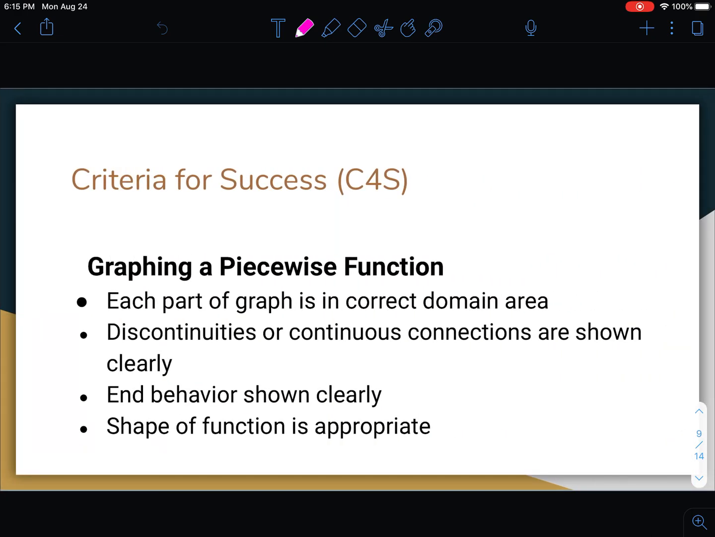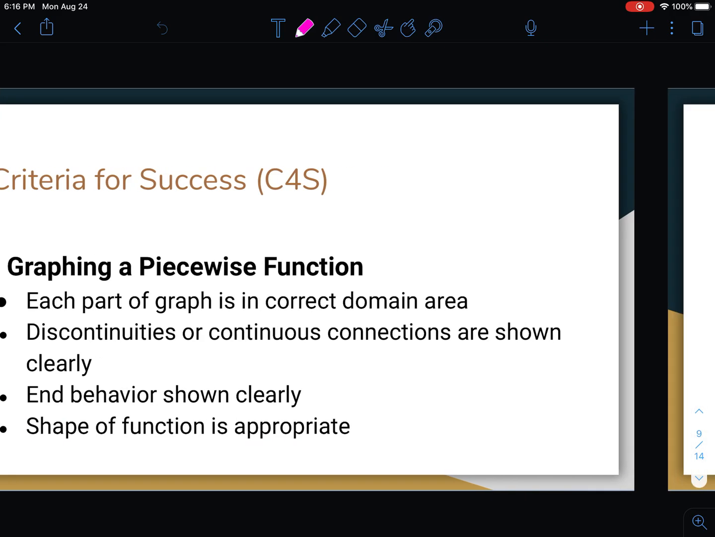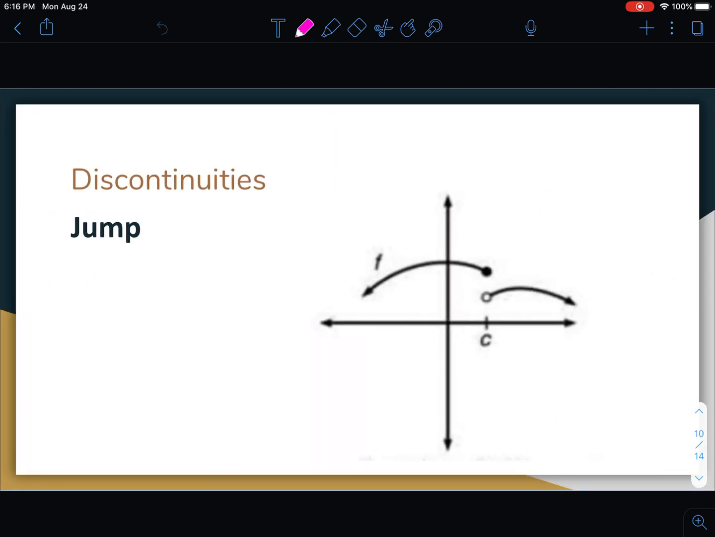Criteria for success. We talked about this one last time, graphing a piecewise function. We're going to make sure each part is in the correct domain area, the discontinuities or continuous connections are shown clearly, the end behavior is shown clearly, and the shape of the function is appropriate. Okay, so the first thing we're going to talk about is discontinuities.